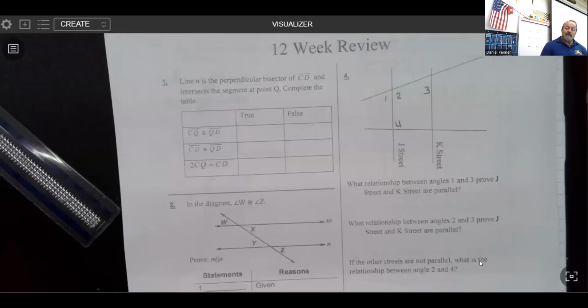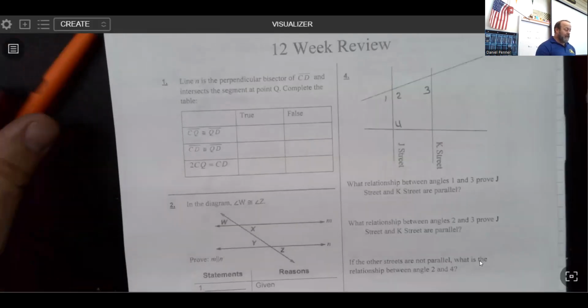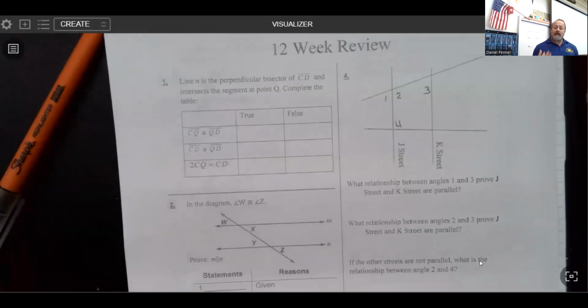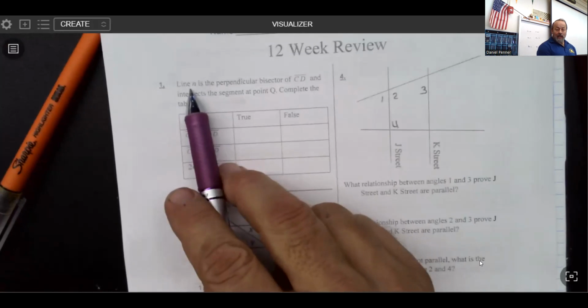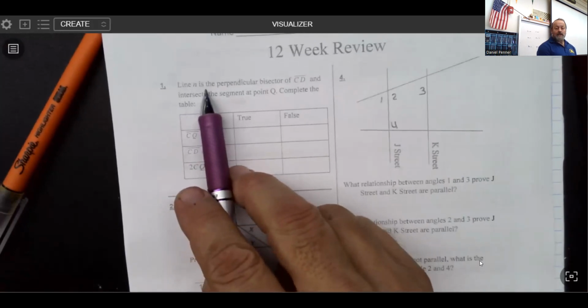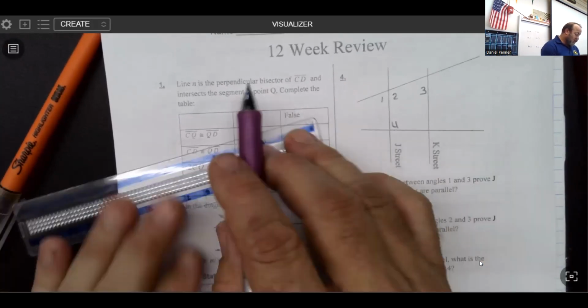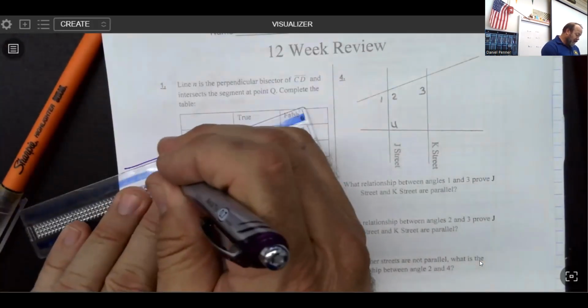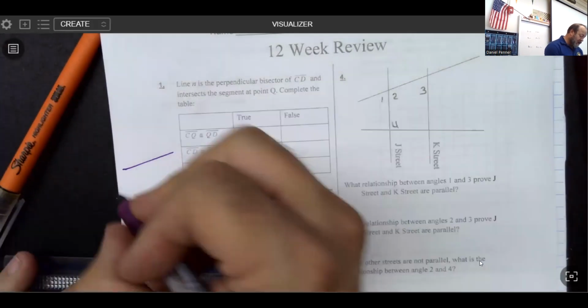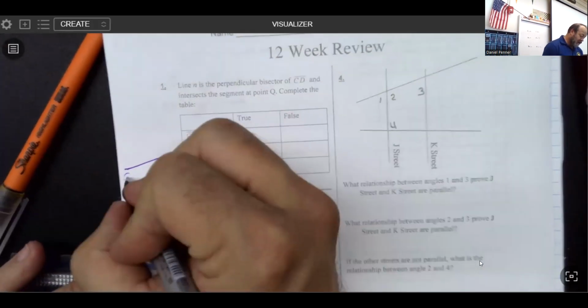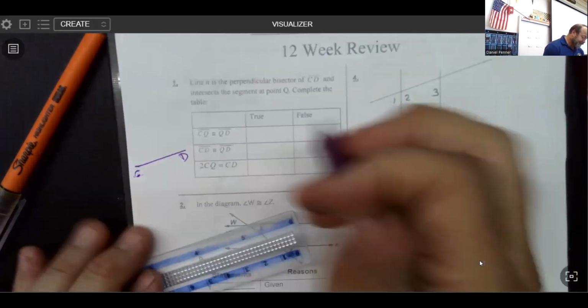One of the first things that we decided we wanted you to be able to do would be to take a look at a statement and be able to write that down pictorially and represent accurately what you've been given. So this says that I've got some line N that is the perpendicular bisector of segment CD. So what I'm going to start with right here is I'm going to make my nice little segment CD.